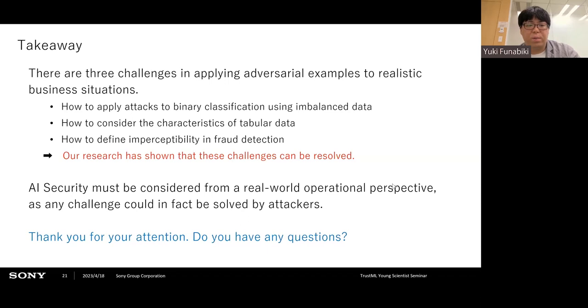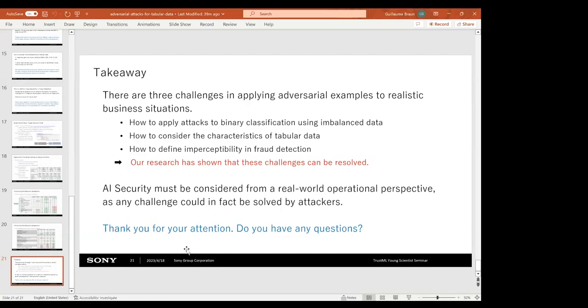Do you have any questions? So you have a question: what are the differences between the algorithms or methods in slide 18?